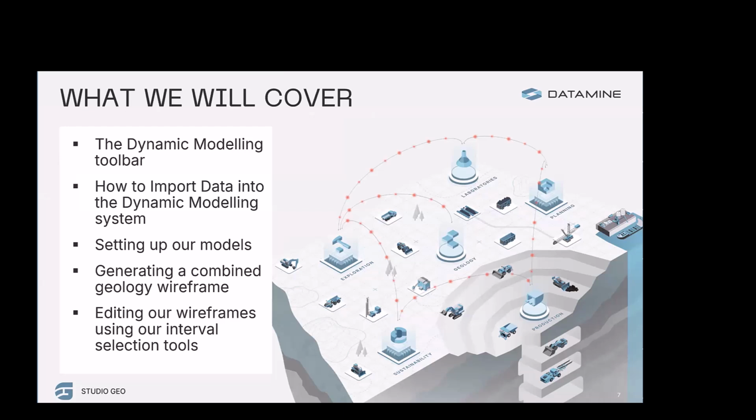We're then going to go through importing data into the dynamic modeling system. This is using the drill hole importer, which is an important concept in Studio Geo, as once we've linked our drill holes, it means that we can refresh our model. We're then going to quickly set up our model. We'll then generate a combined geology wireframe. And then finally, we're going to edit our wireframes using our interval selection tools. Like I said, next week, we're going to go through how we actually change these wireframes to be more accurate to the geology.